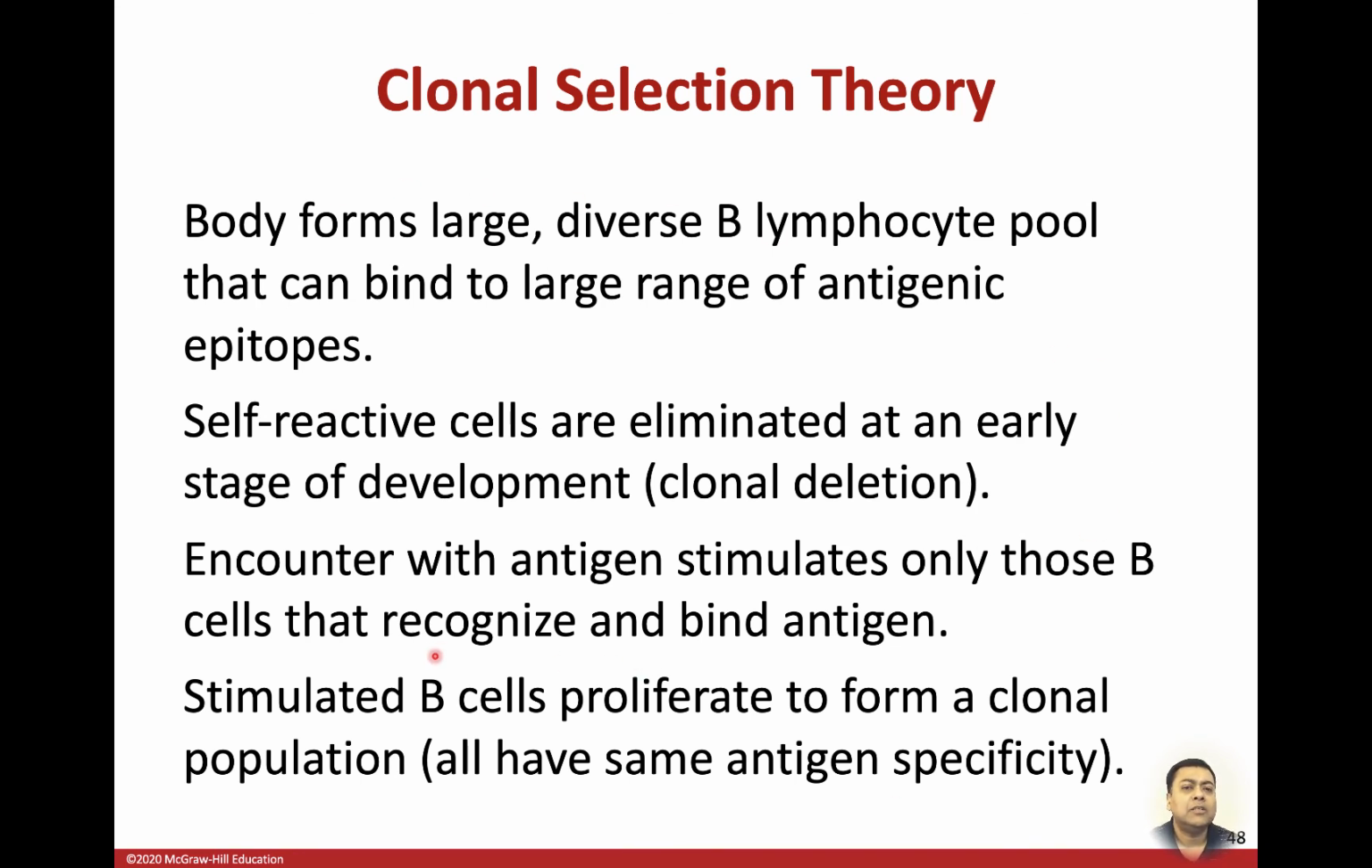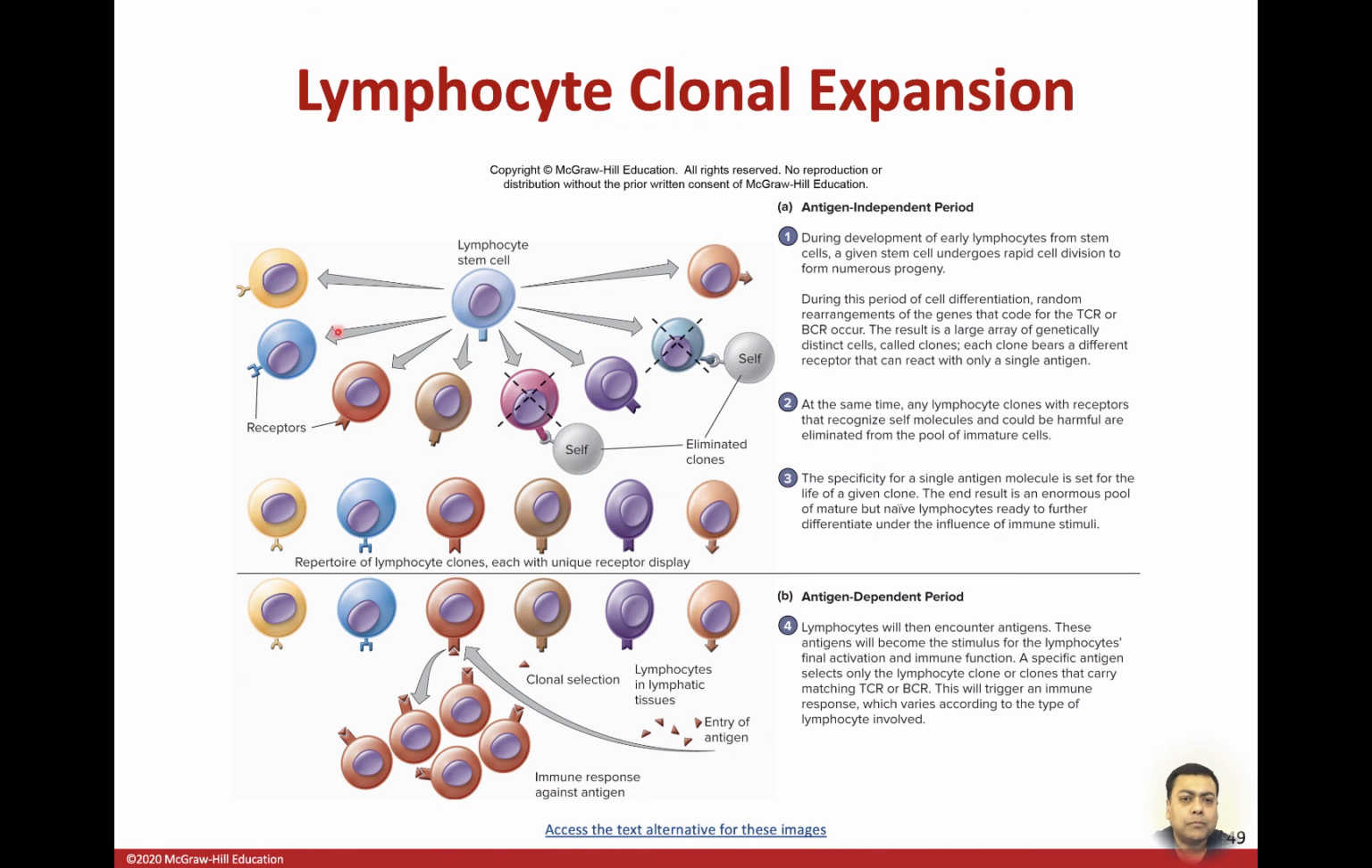And the clonal selection theory, remember that this is a repetition of the same thing. The body forms a large diverse B lymphocyte pool that can bind to a large range of antigenic epitopes. Self-reactive cells are eliminated at an early stage of development. This is called clonal deletion. Encounter with the antigen stimulates only those B cells that recognize and bind the antigen, and stimulated B cells proliferate to form a clonal population. All have the same antigen specificity. So you can see that lymphoid stem cells can produce a lot of these different varieties.